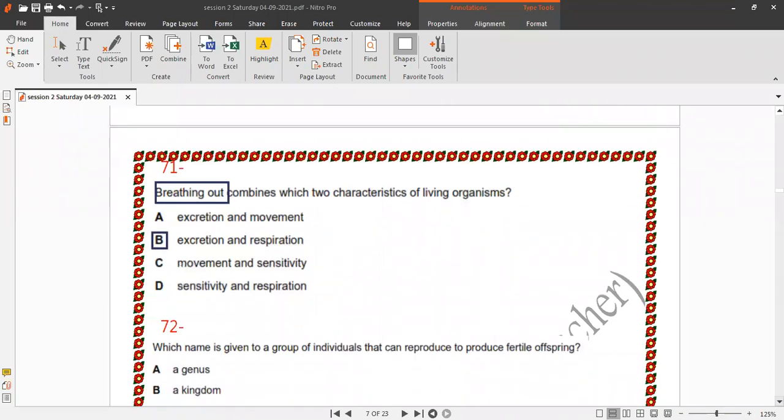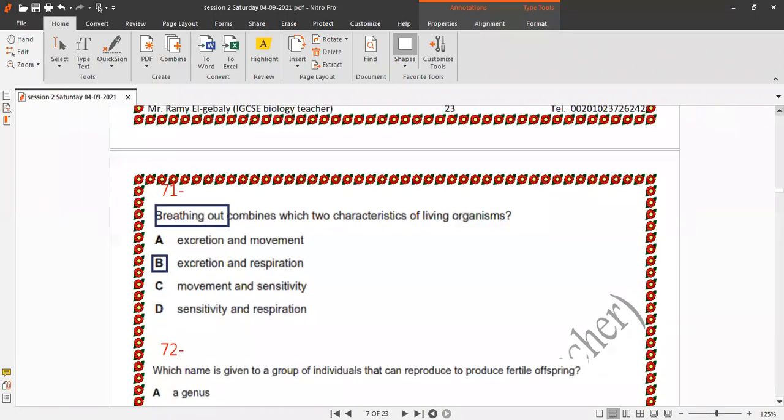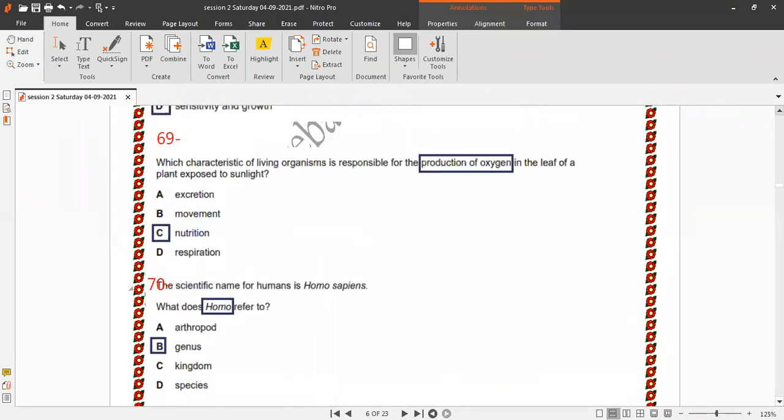I had a question in 69. Which characteristic of living organisms is responsible for the production of oxygen in a leaf of a plant exposed to sunlight? Nutrition. Wait, responsible for the process that produces oxygen in the leaf when the plant is exposed to sunlight. This process is called photosynthesis. Photosynthesis for the plant is nutrition.